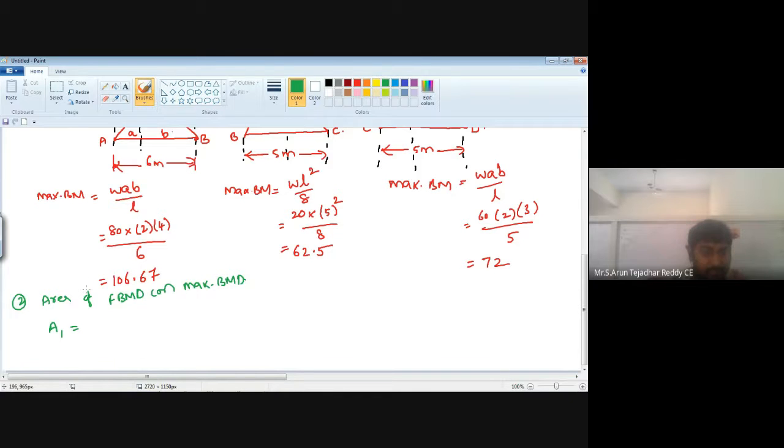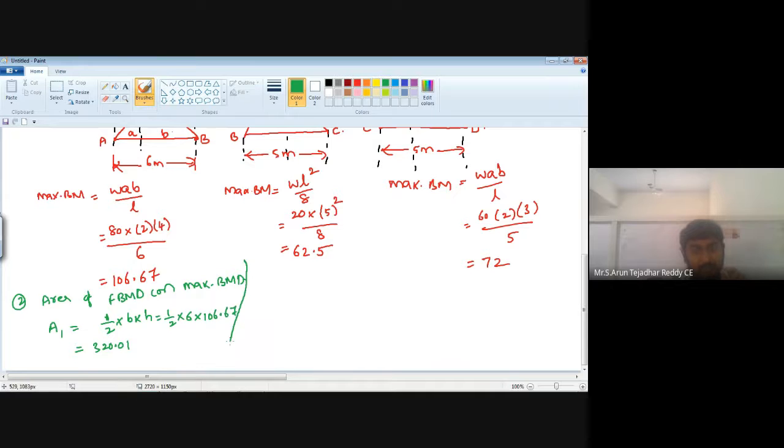So when we are calculating the first free bending moment diagram, we name it as A1. Here A1 looks like a triangle shape, so half into base into height. That is half into base, here 6 meter, height here WAB by L. But we already got one value, that is 106.67. Now tell me the value here. That is 320.01.